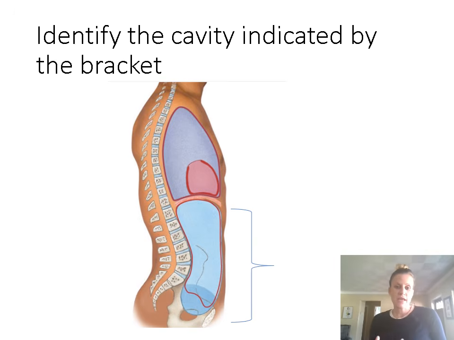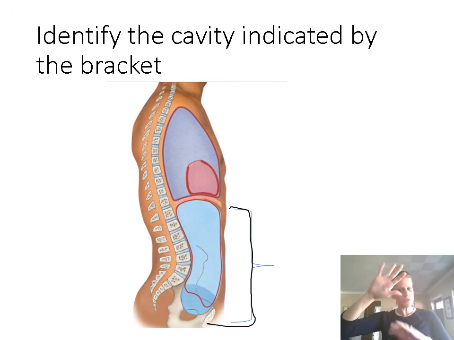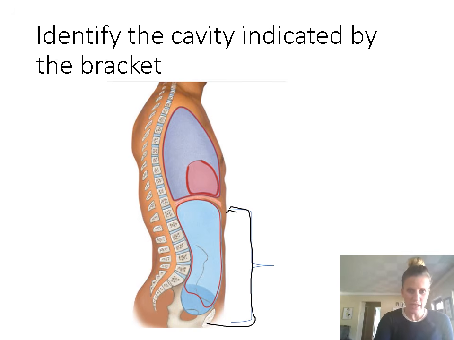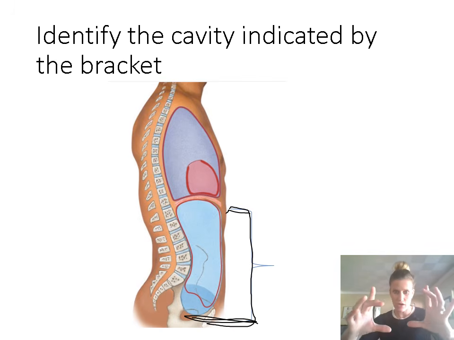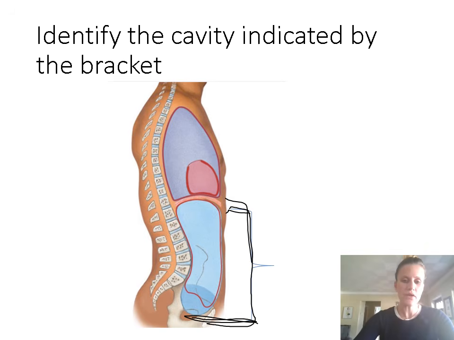Identify the cavity indicated by the bracket. Again, this is referring to the whole cavity below the diaphragm. There are multiple subdivisions down here, but the bracket continues from the very top all the way down to the very bottom. So there should not be confusion as far as what we're asking for. It's that entire area.